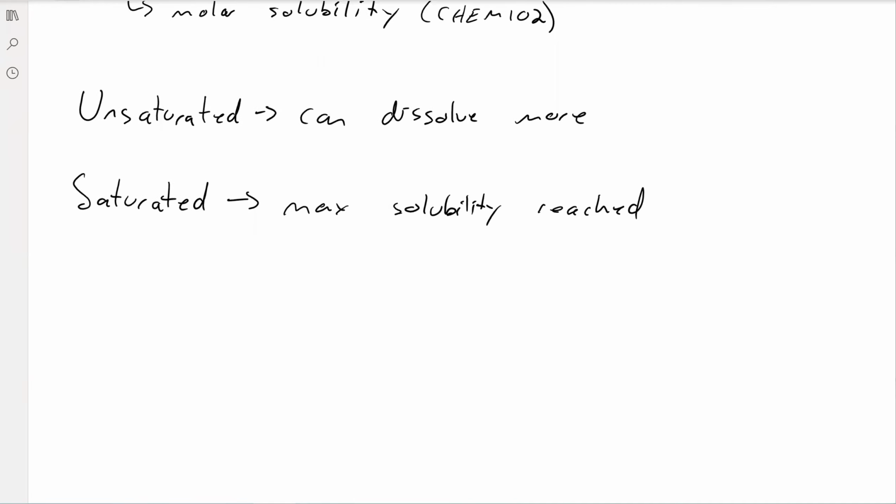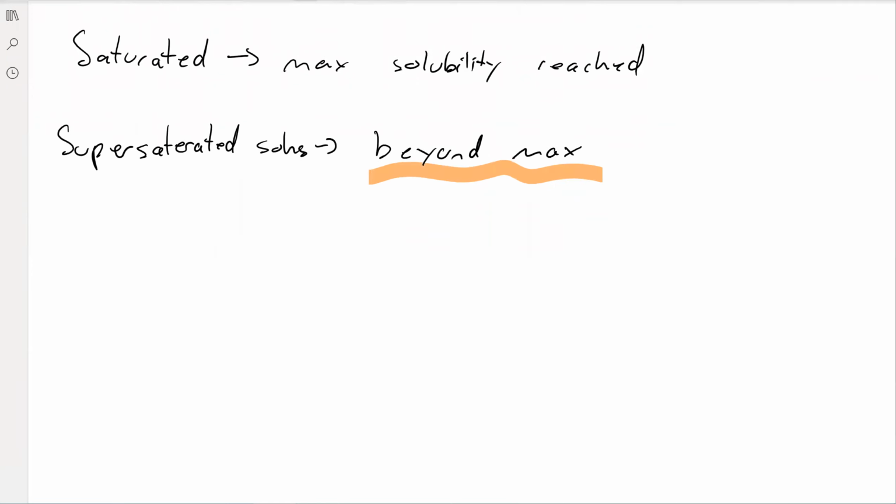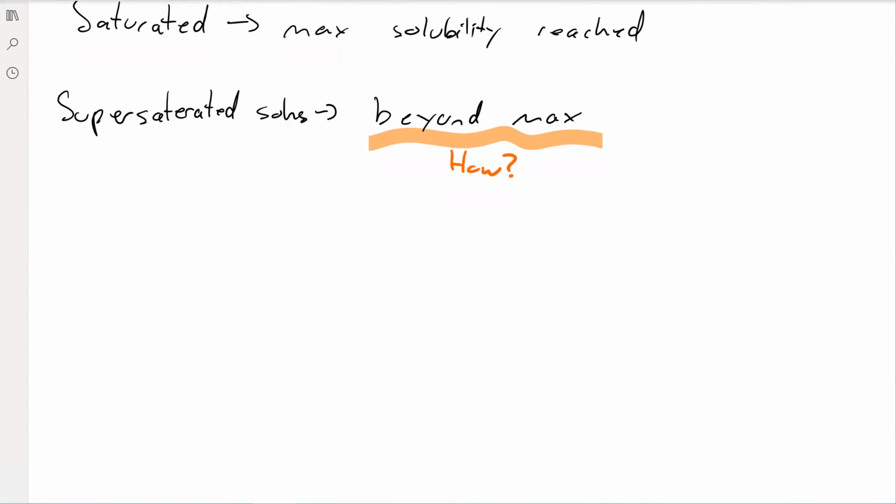But you can actually overcome this saturated solution, and you can become what's known as a supersaturated solution. A supersaturated solution is when you're beyond the max solubility. So you've dissolved more than your solvent should be able to dissolve. And you might be asking yourself, how can you go beyond the max? Is it really a max if you're beyond it? And that has to do with equilibrium. Similar to our gases, the dissolution and recrystallization process is an equilibrium.